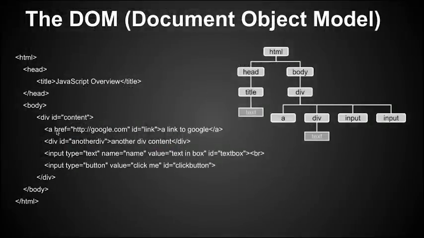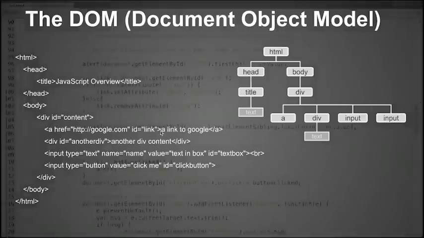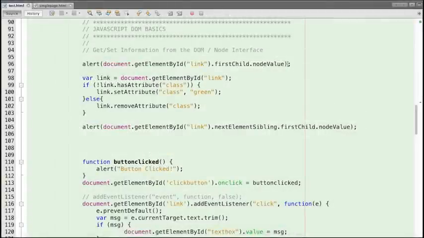So when we talk about the first child and the node value of the link, where's the link? The link is here. The first child of the link is actually the text between the a tags. And we're going to alert that next time we run the script.